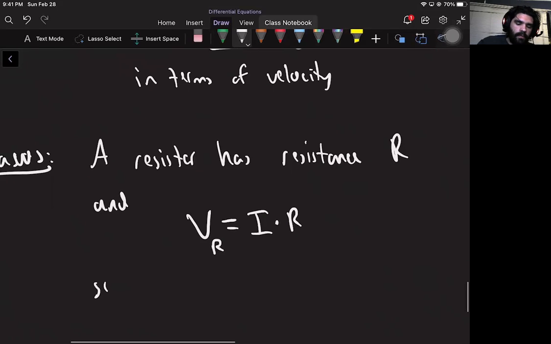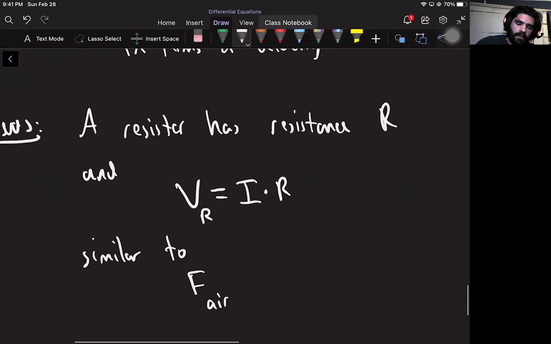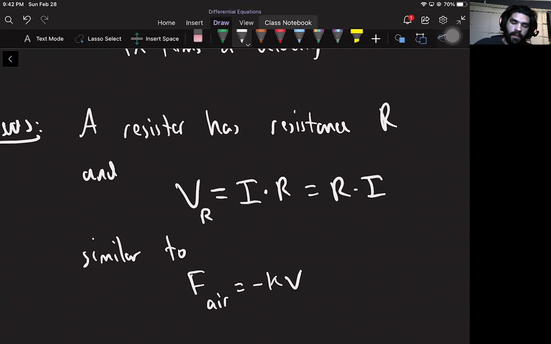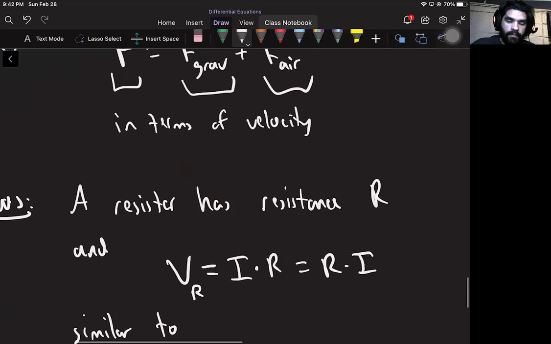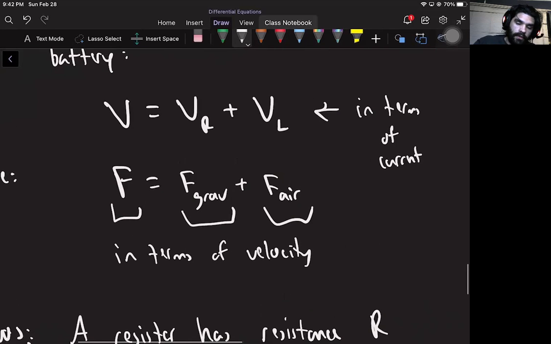So it's very similar to air resistance. So air resistance was proportional to the velocity. So you could just think of it as the constant going in the front instead of the function of time, and then the analogy comes together there. So these two are sort of acting the same.